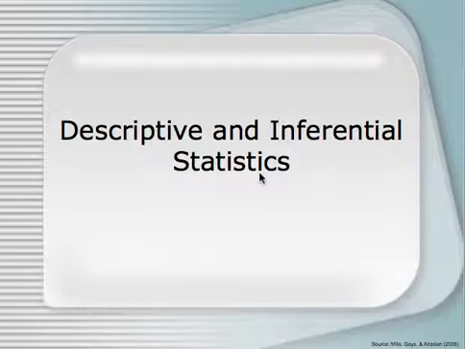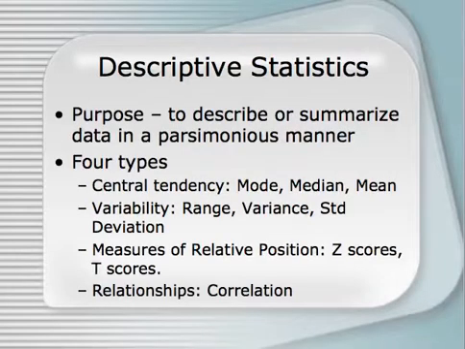Hi guys, today we're going to talk about descriptive and inferential statistics. Descriptive statistics are used to describe and summarize data in a parsimonious manner. There are four different types of descriptive statistics: measures of central tendency, measures of variability, measures of relative position, and relationships. And we'll talk about these in a second here.